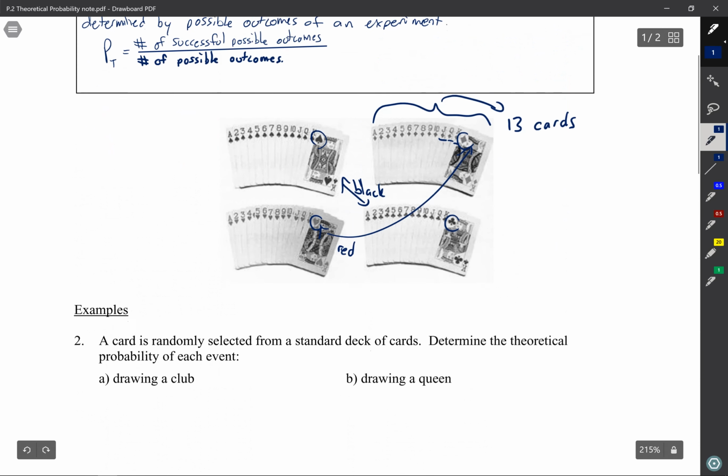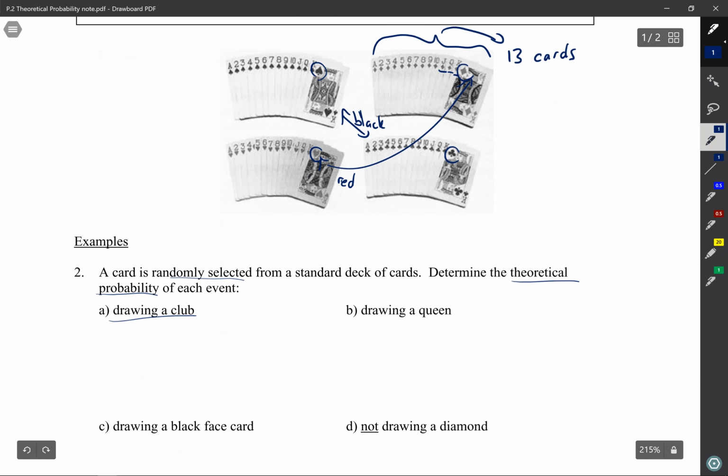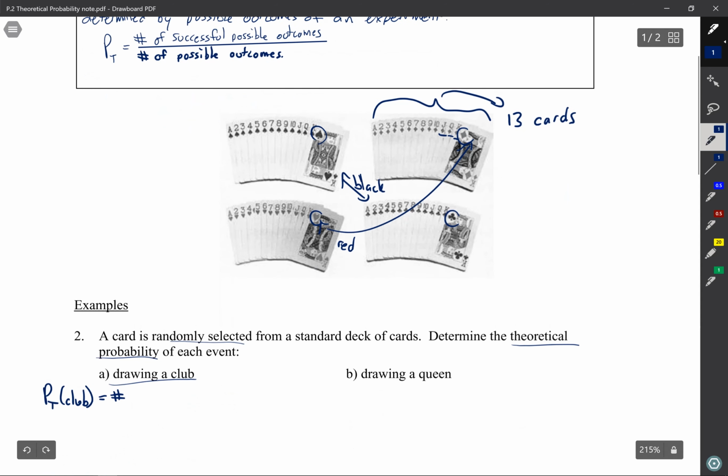So first, we'll start with our first example. A card is randomly selected from a standard deck of cards. Determine the theoretical probability of drawing a club. Well, first we'll set this up the same way we did yesterday. So the theoretical probability of drawing a club equals the number of successful possible outcomes. So here that means the number of clubs. That is the number of cards that we can draw from this deck that satisfy this experiment. So the number of clubs divided by the number of cards in the deck.